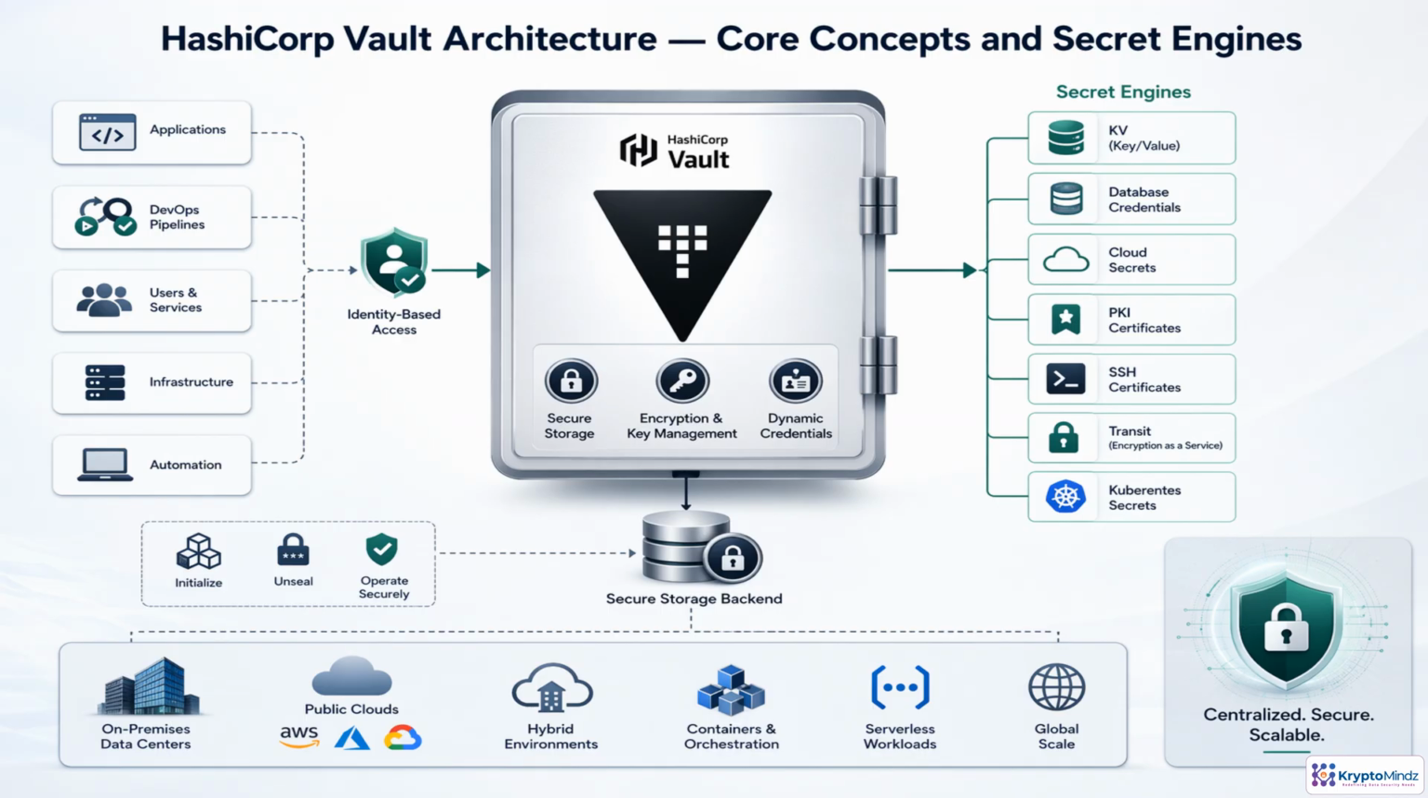PKI and SSH issue certificates. Kubernetes supports cluster workflows, and Transit provides encryption as a service without exposing keys. Vault also depends on secure storage, audit logging, initialization, unsealing, and disciplined operations, so the model can scale across data centers, clouds, and automation pipelines.